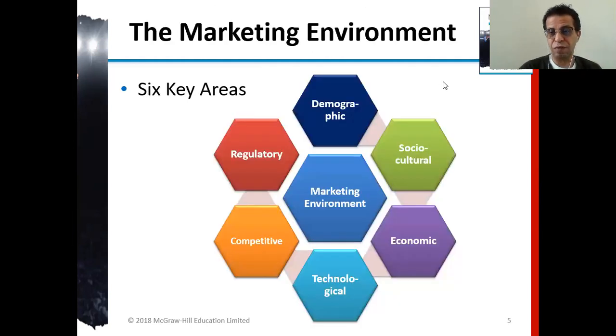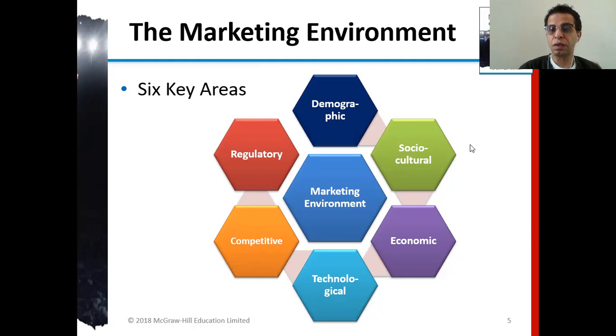So the marketing environment has 6 areas that we will analyze, each one of them. One is the demography or the demographic area, and socio-culture. We'll talk about economics, the technology involved, the competitive environment that we are dealing with, and the regulatory. These 6 areas affect our marketing environment and the decision of how we're going to do the marketing.